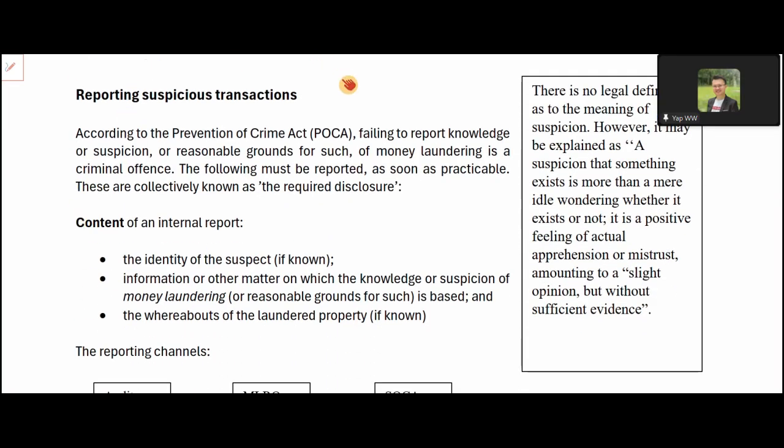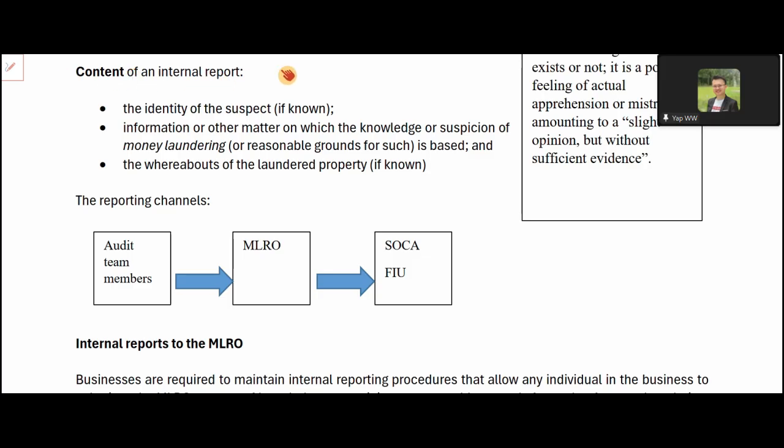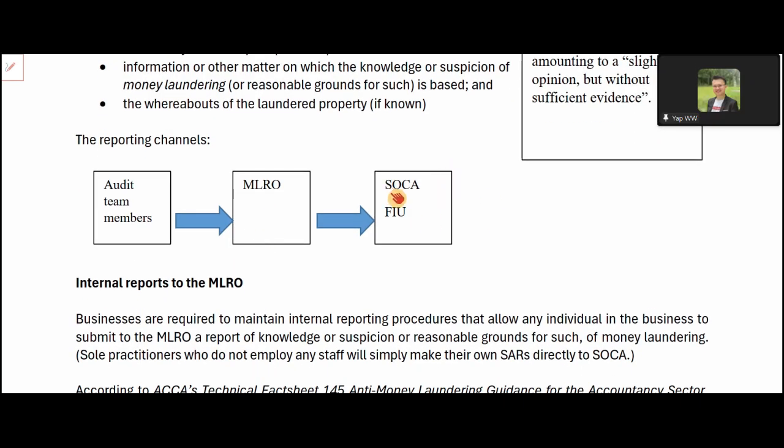Yeah. How do we report suspected money laundering offenses? Okay, I won't read through all the notes, just to let you know the important points. Contents of the internal report. At first, there must be an internal report because the audit team members will let the MLRO know about the suspected money laundering. Yeah, you won't go and talk to relevant authorities directly because you may not have sufficient evidence. Yeah, not easy to get the evidence for money laundering. That's why you have to communicate with your own colleague, I mean, in the same firm, this MLRO, and then he will report to SOCA or FIU.